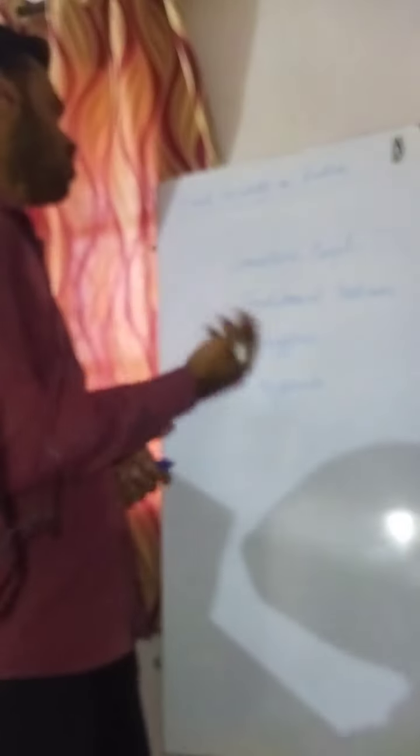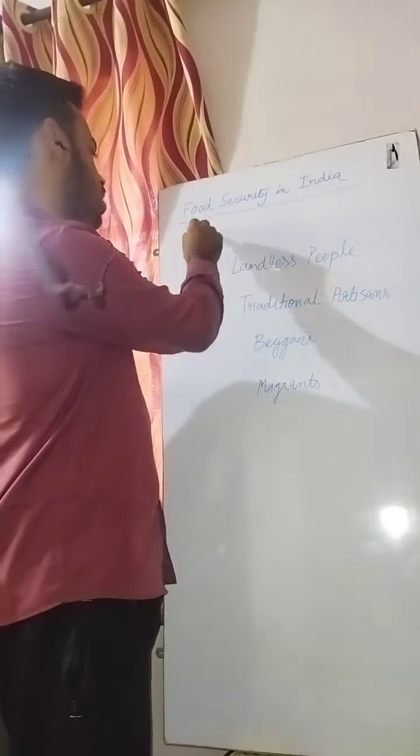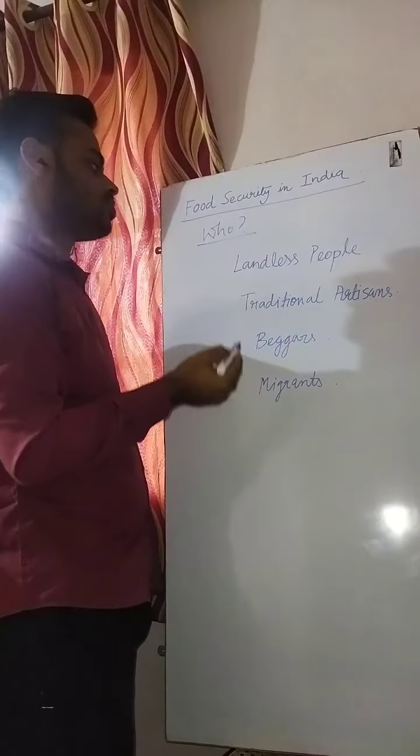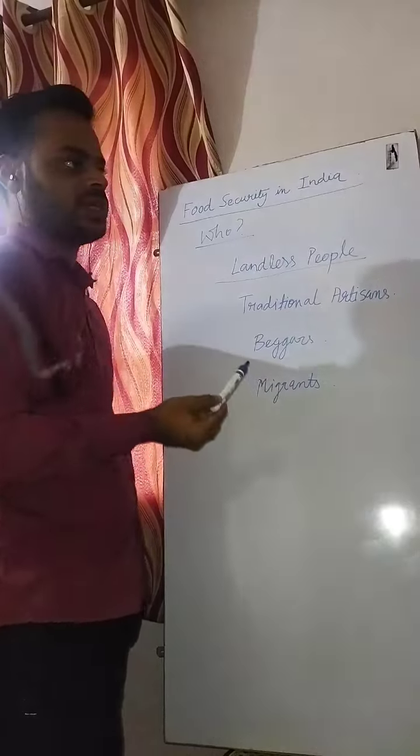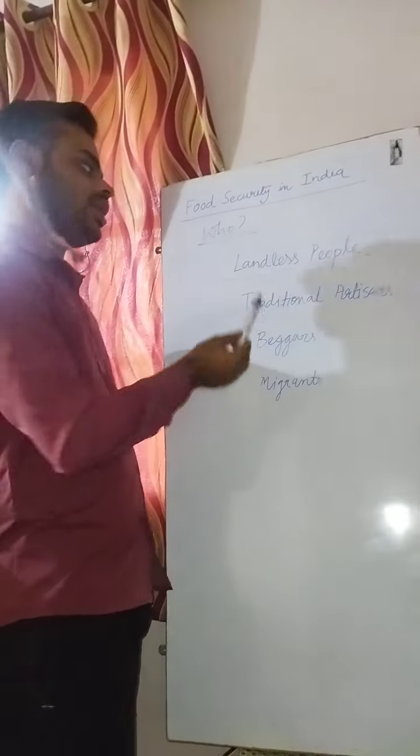So now the question arises, who are the people who need food security? How do we classify the people? These are the people that need food security. First, the landless people. People who do not have land for farming or irrigation need to be food secured.